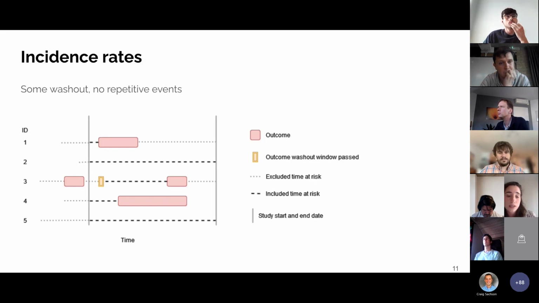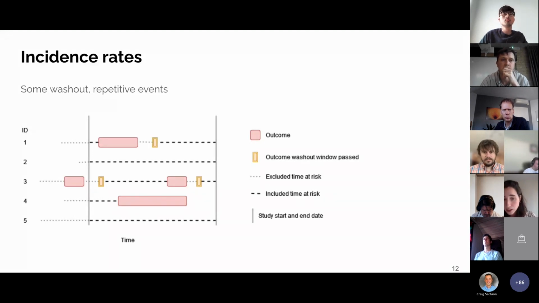And we can also focus on the first event that occurs within the study period, but also on all the events that happen in this period of time. So individuals might be allowed to have multiple events in this study period. If we consider this option, we will have to apply this washout at the end of every event.